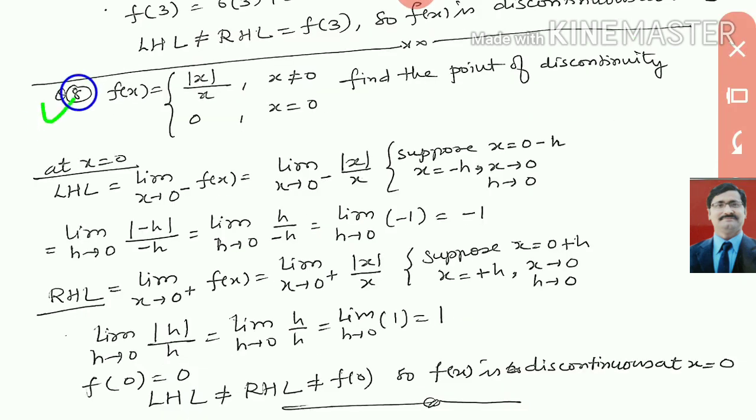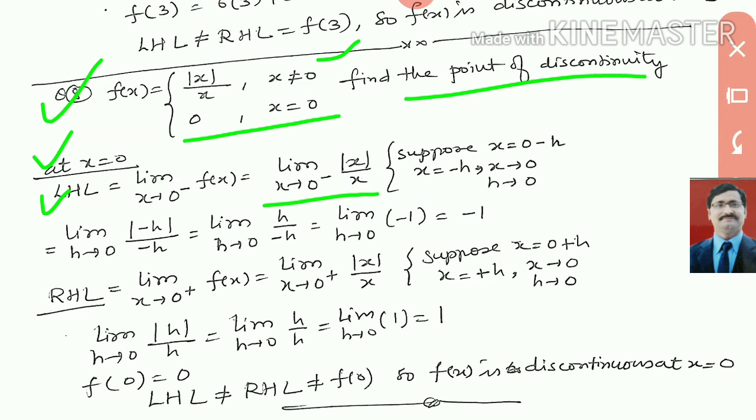Now question number 8: f(x) is modulus x upon x when x is not equal to 0, and 0 when x equal to 0. Find the point of discontinuity. Here we will check at x equal to 0. The left hand limit will be limit x tends to 0 minus of f(x). Here, for x not equal to 0, we have modulus x upon x.